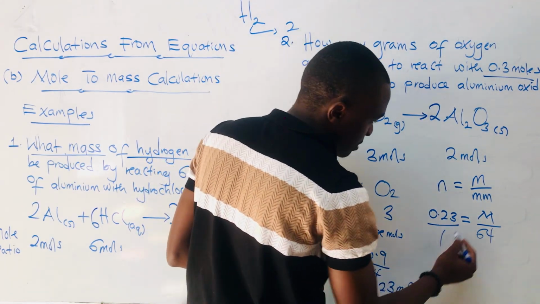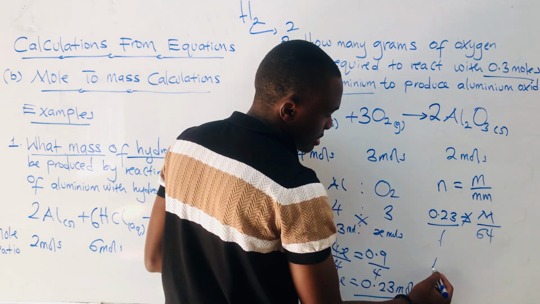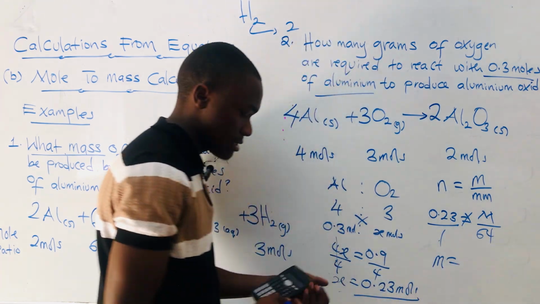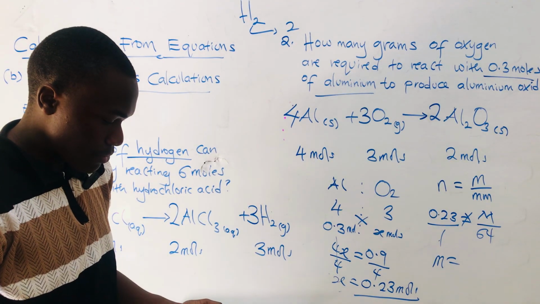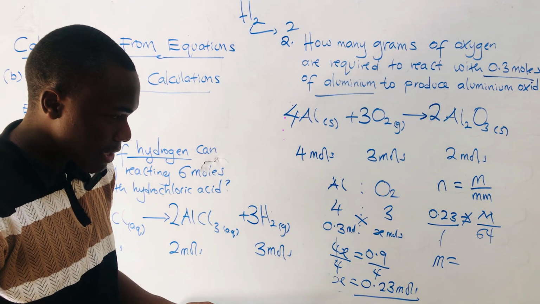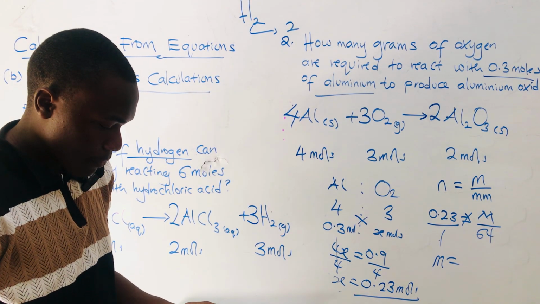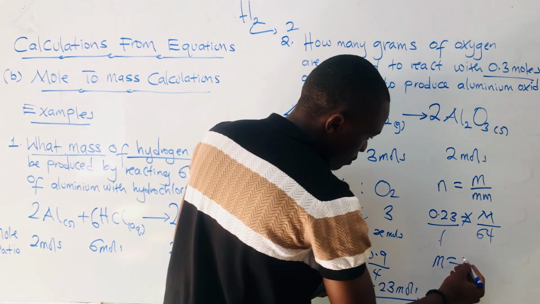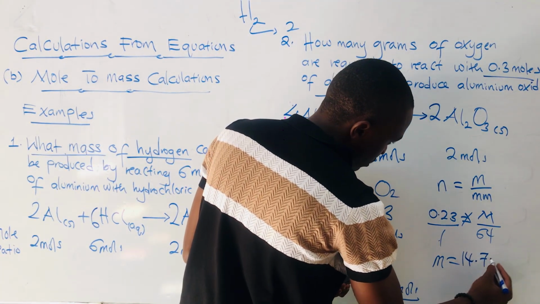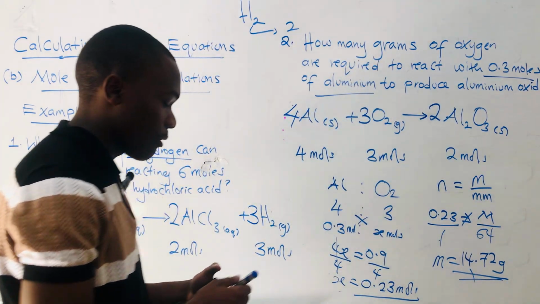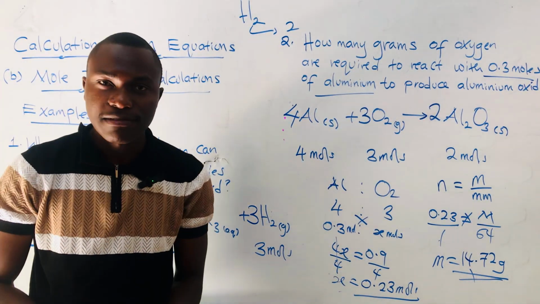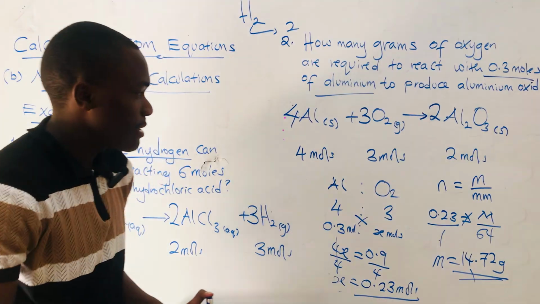And then we cross multiply. 1 times mass, mass equals, now 0.23 multiplied by 64, we are getting 14.72. So 14.72 grams will be the mass of oxygen. I hope you've understood.